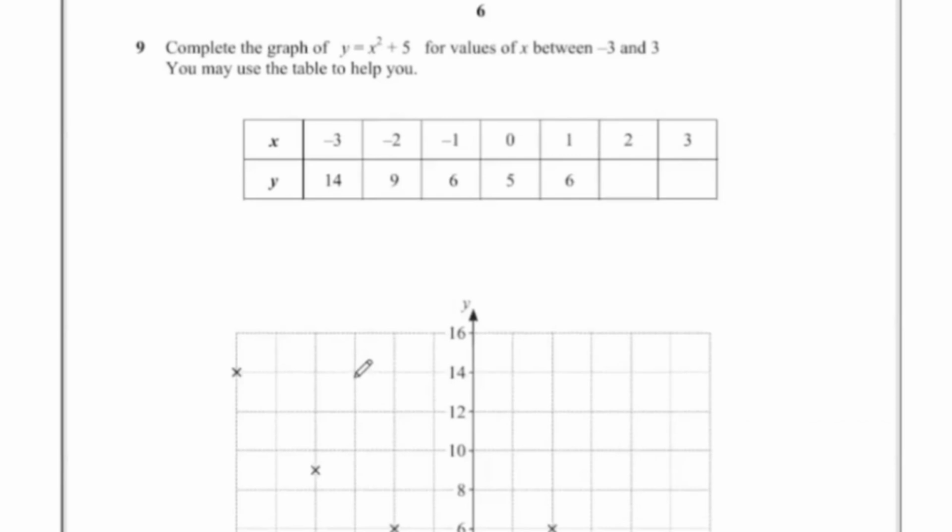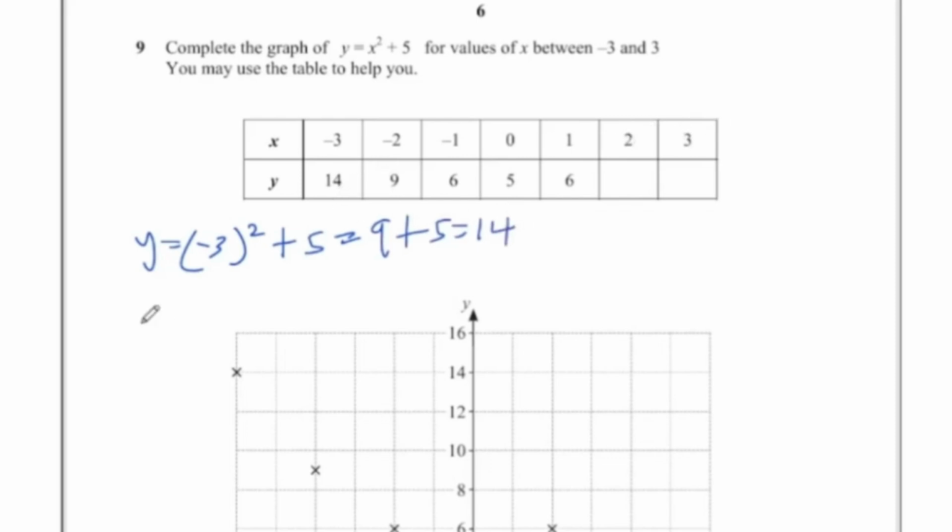Complete the graph of y is equal to x squared plus 5 for values of x between -3 and 3. You may use the table to help you. So most of it has been done for us. Now what's really going on here? Well, the equation given to us is y is equal to x squared plus 5. So how did we get this 14? Anywhere I see x, I'll substitute the values of x here. So for the first one, that will be -3 squared plus 5, which gives me 9 plus 5, which is 14. So that's how we obtain this.